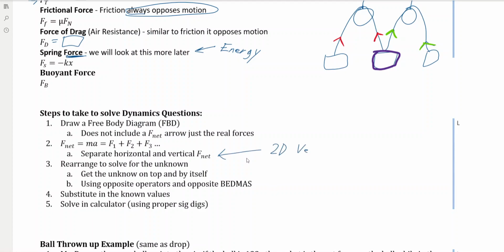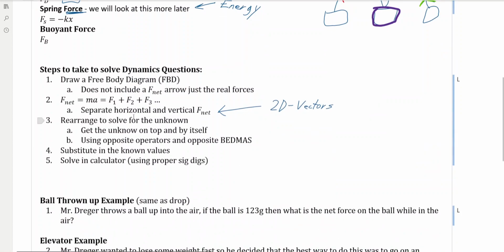That will come into effect later in 2D vectors. It is a very important thing that you have to be able to do by the end of the course, but it is in our 2D vector unit. Then rearrange and solve for the unknown, which I always say: get the unknown on top and by itself using opposite operators and opposite BEDMAS. BEDMAS is just order of operations, meaning that we start with subtraction and end with brackets. Okay, substitute in the known values and solve in your calculator using proper sig digs.